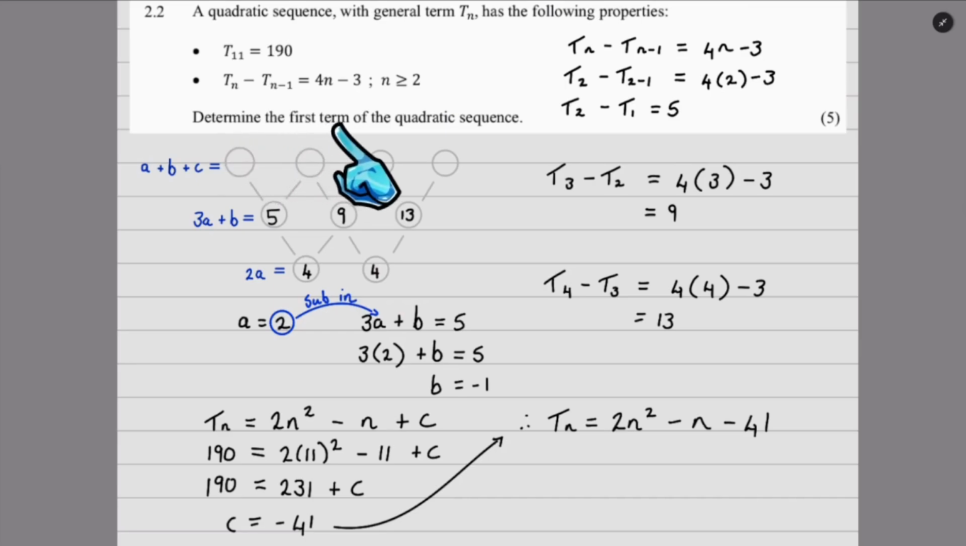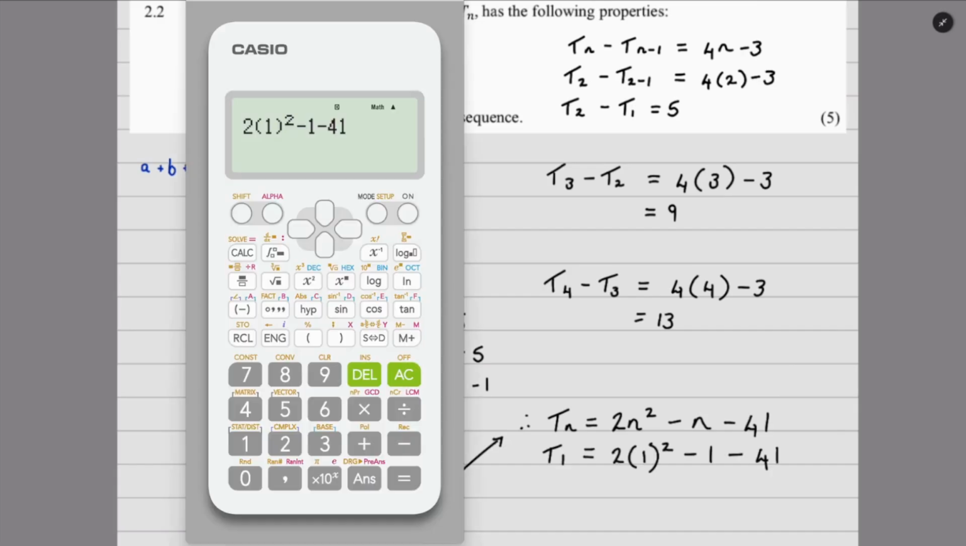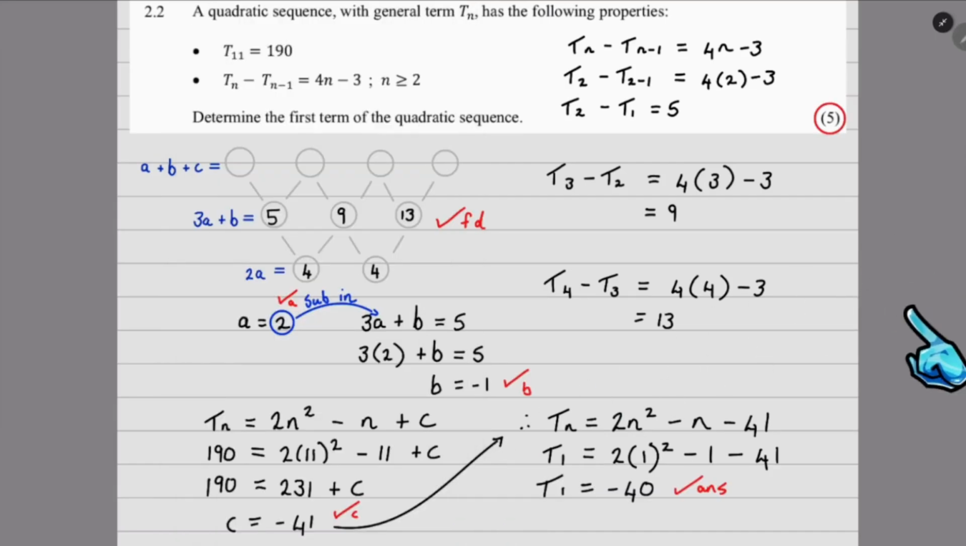And now they want the first term of the quadratic sequence, so I just replace all the n's with a 1. And after I've done that, that goes straight in the calculator, don't take chances. And there's my first term, minus 40. Your 5 marks are achieved from your first differences, so you don't actually have to show all this working out. You can just get them straight by putting them into your calculator. Second mark comes from the correct A value. Third mark, correct B value. Fourth mark, the correct C value. And the last mark comes from the correct final answer.